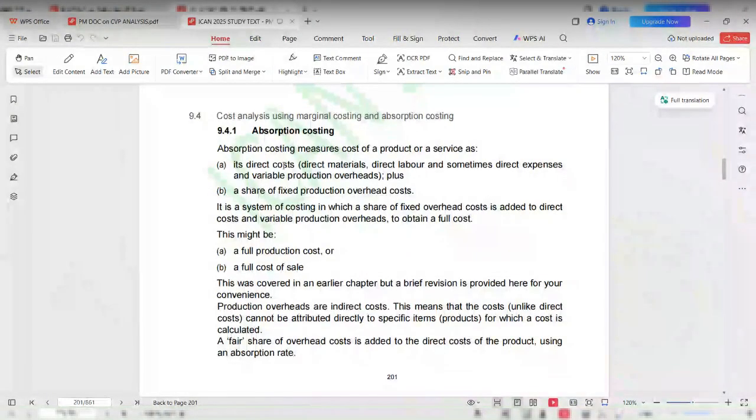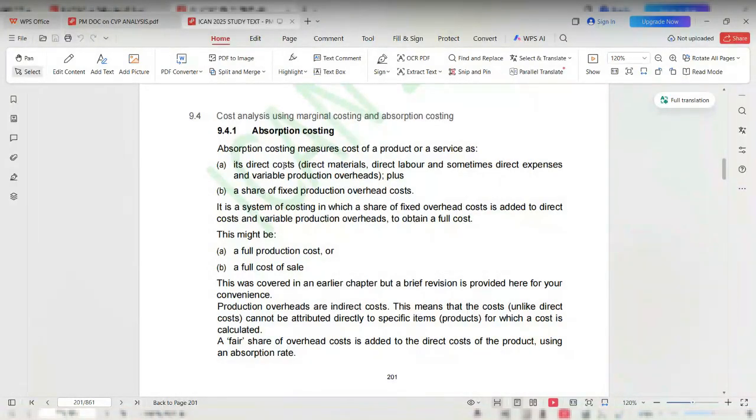Absorption costing measures the cost of a product or a service as its direct cost: direct material, direct labor, and sometimes direct expenses and variable production overhead, plus a share of fixed production overhead cost. It is a system of costing in which a share of fixed overhead cost is added to direct cost and variable production overhead to obtain a full cost.